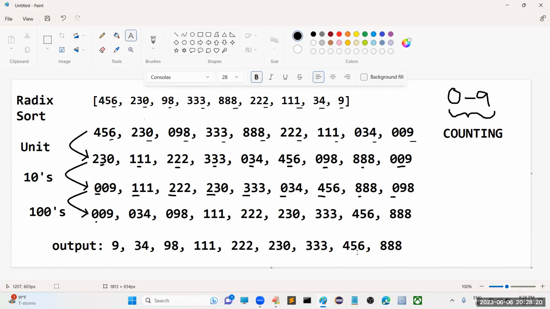Sir, why didn't we directly move to the hundreds position and then directly get the output? Because if we see 009, the first list which you took, the numbers 456, 230, 098, 33. If we directly take the hundreds position, we can directly take 009, then 034. No, no. How will you take 098?